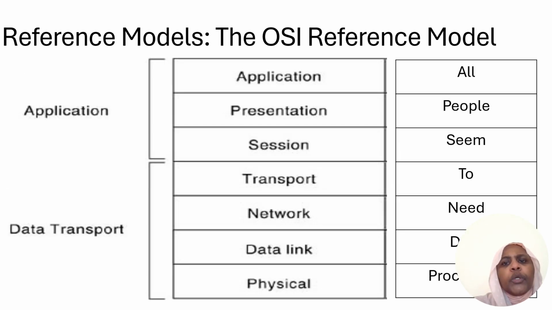The OSI reference model has 7 layers. Layer 7 is application, then presentation, session, transport, network, data link, and lastly, physical layer. You can memorize them using the sentence, all people seem to need data processing. The upper 3 layers deal with the application, and the lower 4 layers deal with the data transport.